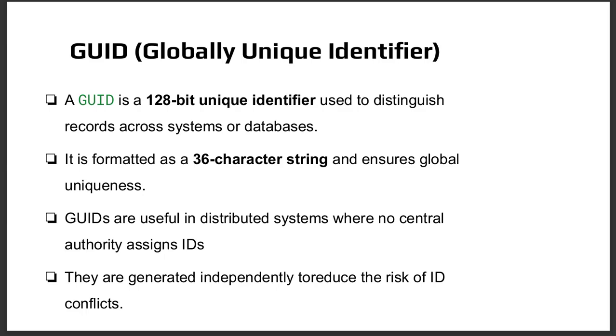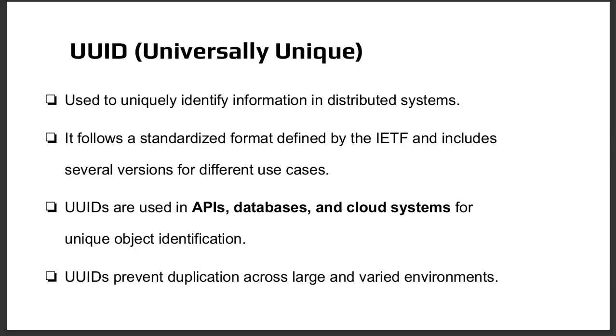And lastly, we have a UUID. UUIDs stand for Universally Unique Identifiers. UUIDs are used to identify data within a distributed system. UUIDs follow a standardized format that is defined by the IETF and will include different versions depending on your use case, such as database, cloud, or API systems.